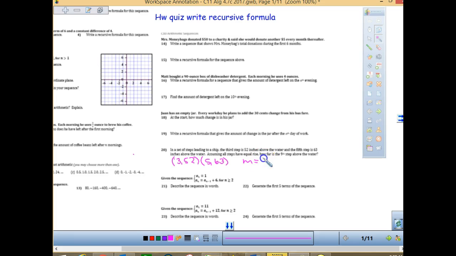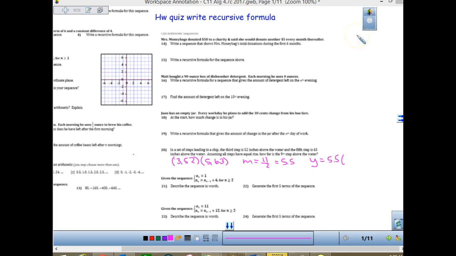11 over 2. Which 11 over 2 is 5.5. So you can write it as 5.5. And then you might go to your point-slope form, y equals 5.5. Which point should we use? The first one or the second? The first. So x minus 3 plus 52.